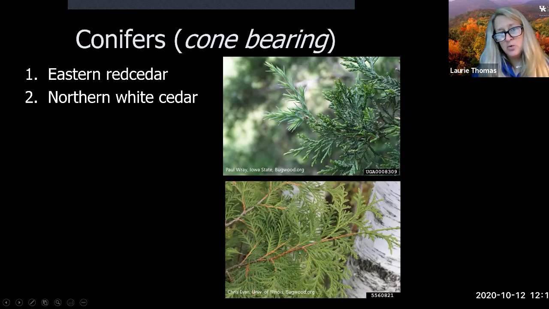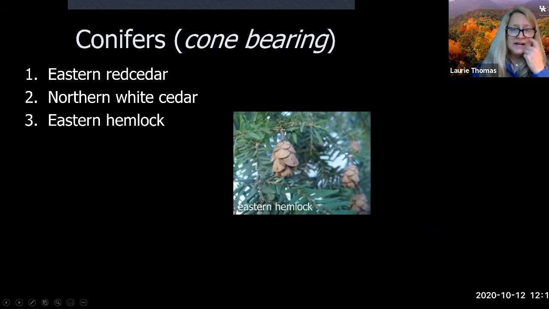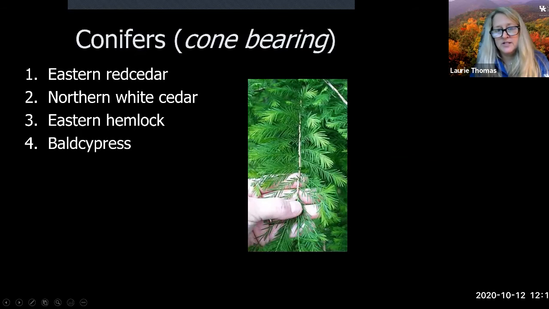To tell these two apart, the new growth on the eastern red cedar is going to be prickly, it'll have prickly scale-like needles, whereas we don't have that on our northern white cedar. So those are the two with our scale-like needles. Now here's two that, I better go back so you can see them.